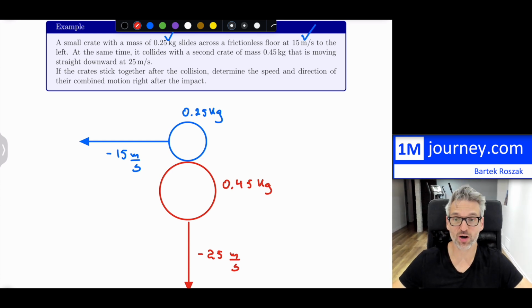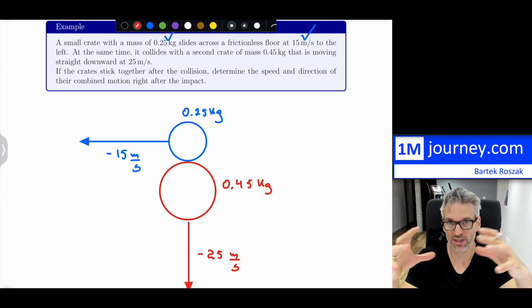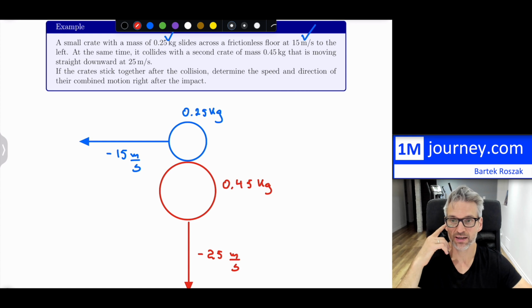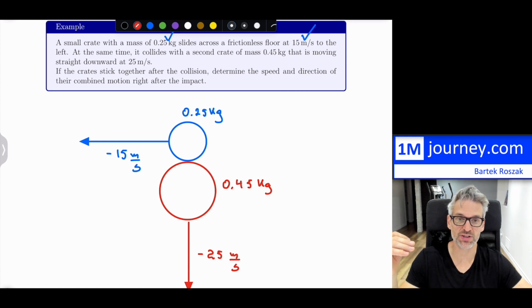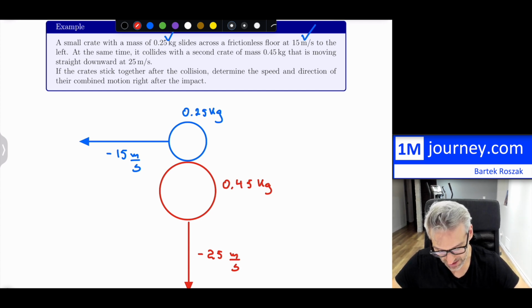So what are these particular values, and then what exactly do we have to solve in here? So it says that during that collision, they stick together. So that means it's going to be inelastic. If you still remember that, if they do stick together, it's perfectly inelastic. And we want to determine what the speed is and the direction of their combined motion right after the impact. Now, again, please remember momentum is conserved. So I have to be writing all of these things in here.